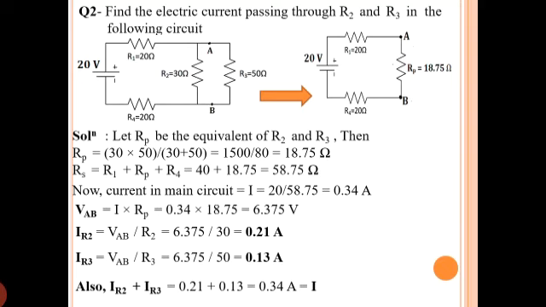Overall we are applying just Ohm's law, V is equal to IR. So we need to find the potential difference across the resistor, and if you know the potential difference we can find the current, and for this we have done this long method and process. So there is no shortcut here.